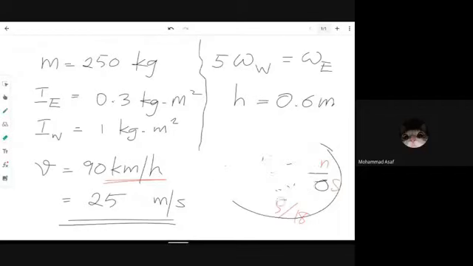Now then, what is the next one given? The radius of wheel is given. What is radius of wheel? Which was the term that we used to denote radius of wheel?